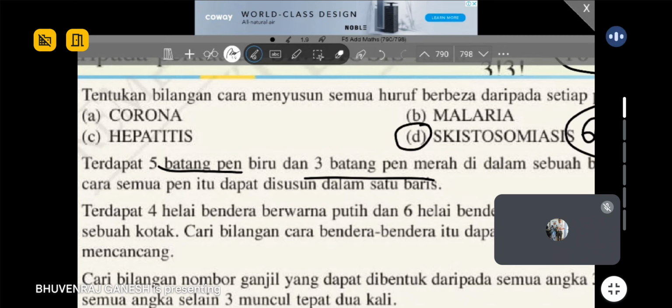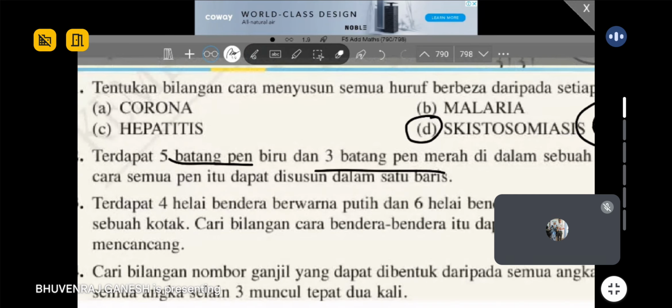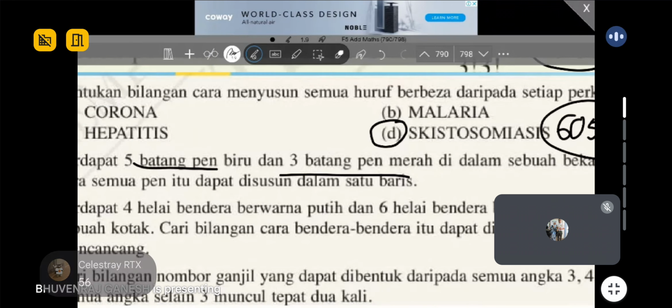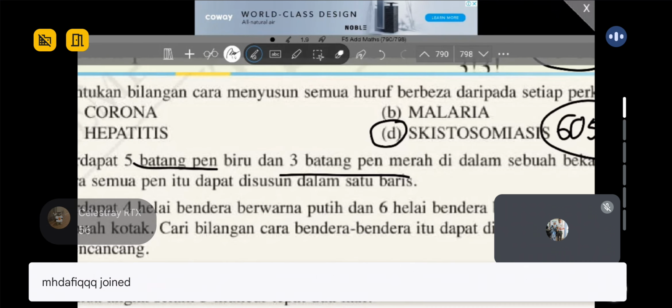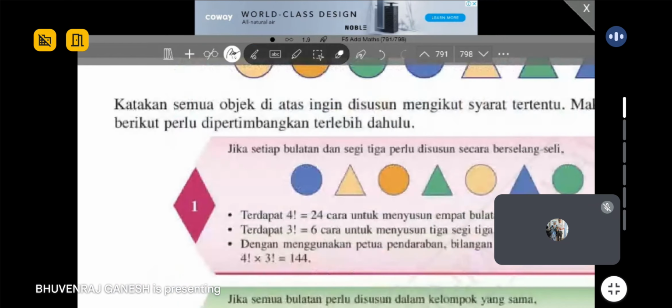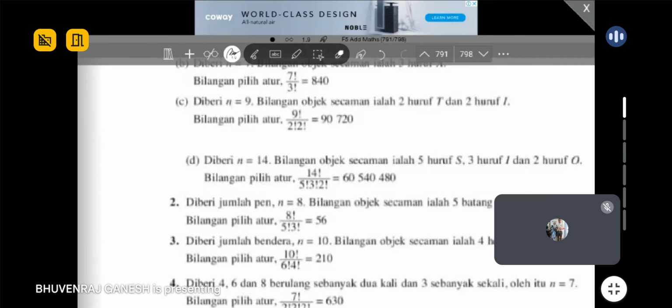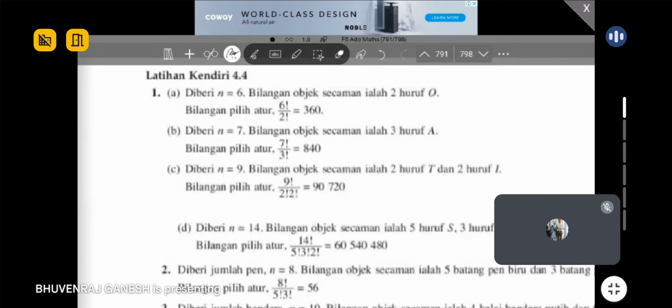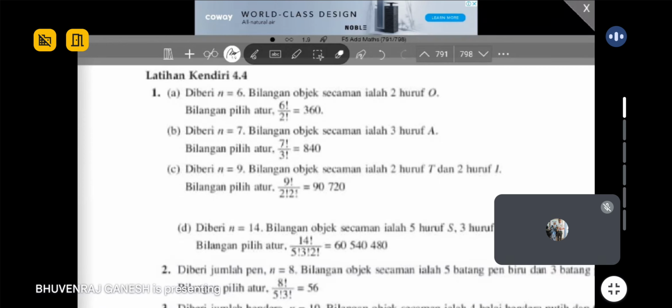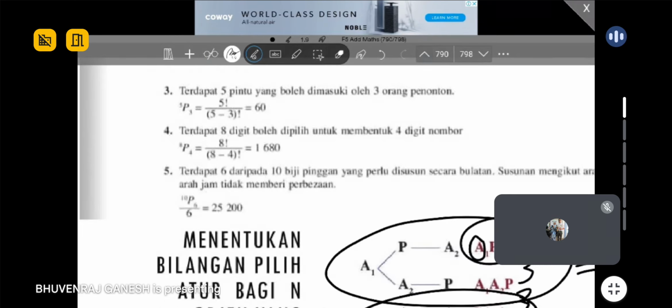So anyone, what is the answer for question number 2? Anyone? Cuba comment. Yes. Okay, 56. The answer will be 56. So how you do it is this. Basically you are taking 8 factorial divided by 5 factorial times 3 factorial, because you got 5 similar blue pens, 5 pen biru, dan 3 pen merah. So the total is 5 factorial kali 3 factorial because of the repeating objects. Okay, so this is question 2.